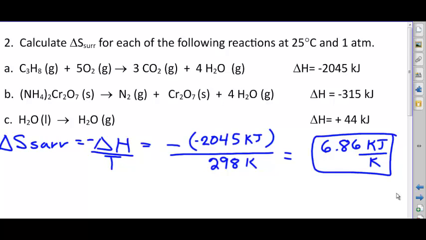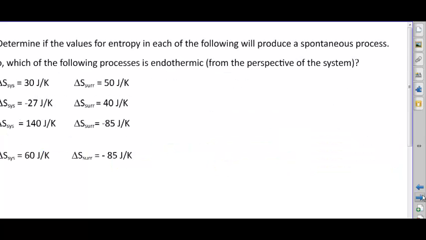Okay, if you look at the next sample problem, it's a little different. It says, determine if the values of entropy in each of the following will produce a spontaneous process. Also, which of the following processes is endothermic from the perspective of the system? So, let me tell you what to look for. There are at least two ways to tell if a process is spontaneous. You're going to learn the second way in just a minute.